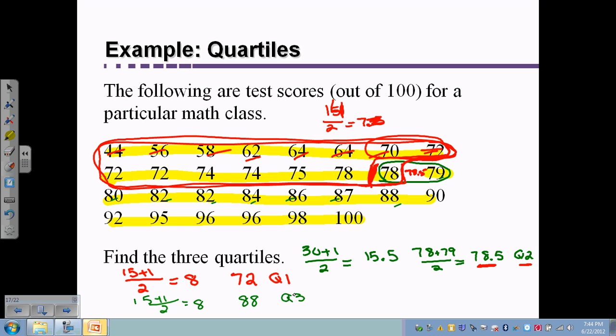With the quartiles, what we're trying to figure out is where in the list the dividing points are. We've divided our list into 4 parts. The first part is everything below 72. The second part is everything between 72 and 78.5. And the third part is everything between 78.5 and 88. And the fourth quartile, which we haven't actually identified, is everything above that 88.